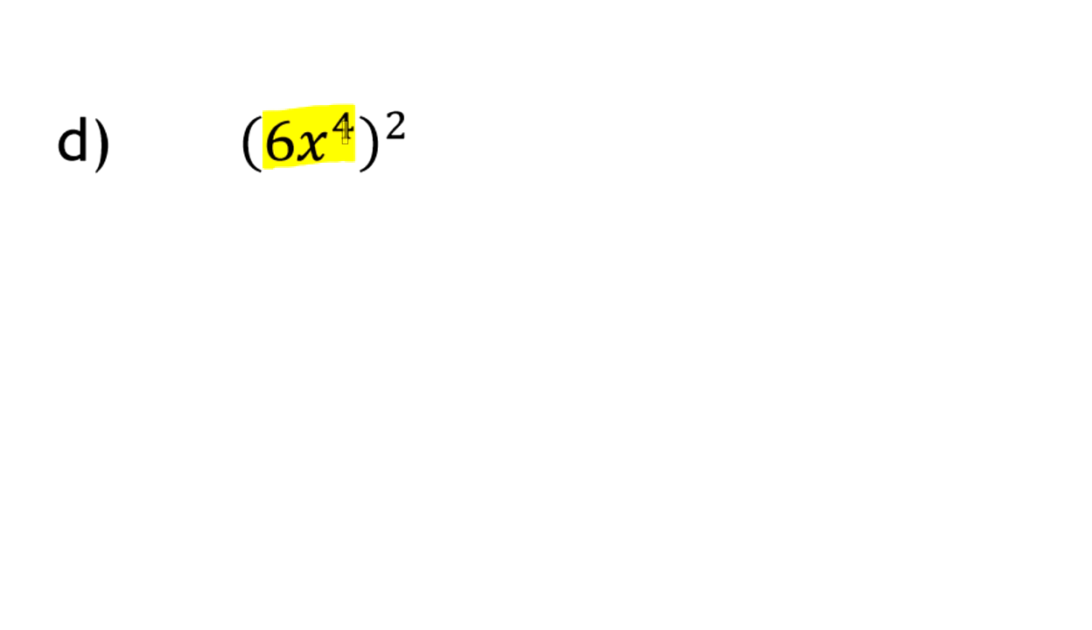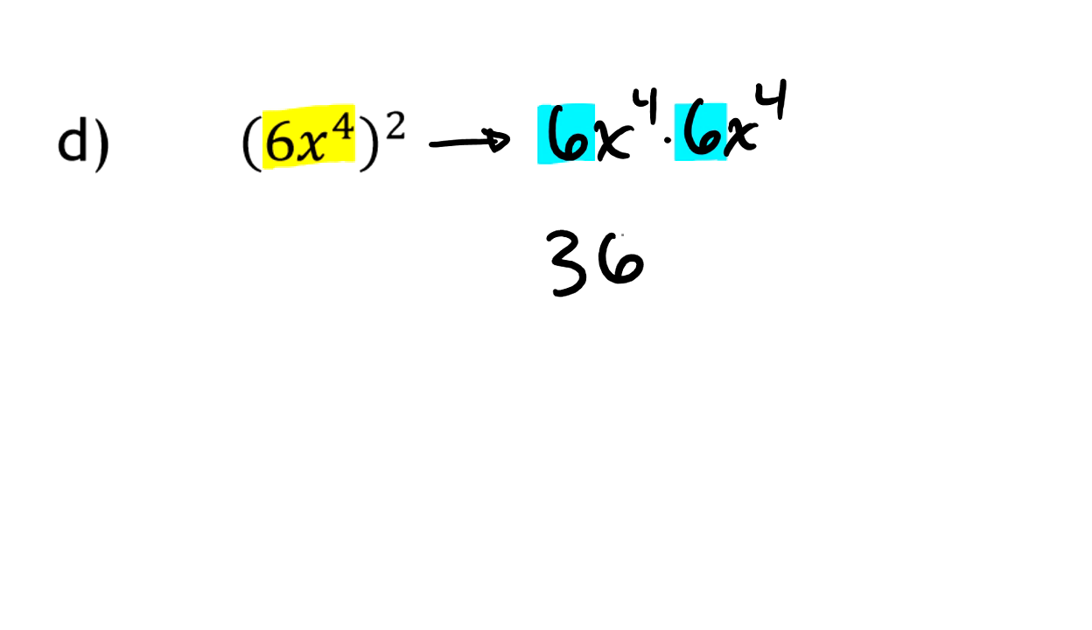Look, this says I'm squaring 6x to the 4th. Just the definition of that means that I have 2 factors of 6x to the 4th. So I'm just going to rewrite this twice. 6x to the 4th times 6x to the 4th. Now that I've written it out like that, I can see that I have a 6 times a 6, which will produce the value 36. The other thing that I have is this x to the 4th times x to the 4th. And when I multiply x to the 4th times x to the 4th, I end up getting x to the 8th power. X to the 8th power.